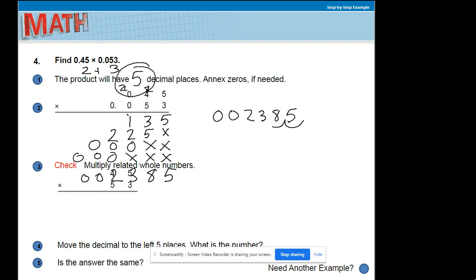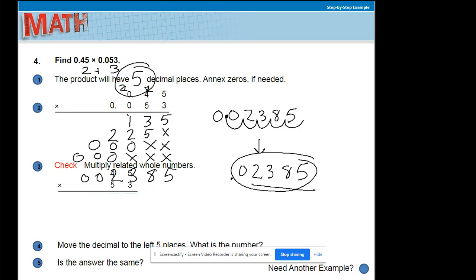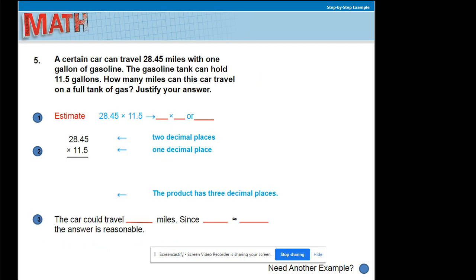So our answer is 0, 0, 2, 3, 8, 5, and we have to move 5 times. So 1, 2, 3, 4, and 5. So our answer is 0.02385. All right. If we did the same multiplying, but we did not use our decimals and add any extra zeros, we would still get this number, just without the extra zeros. But then if we move the decimal places 5 times, then we get exactly this number that we were looking for.